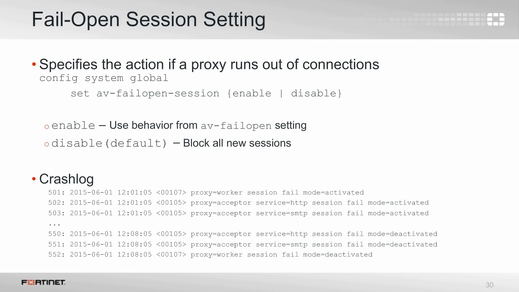An option related to fail open is AV fail open session. This setting is used when a proxy on the FortiGate runs out of available sessions to process the traffic, not during a high memory situation. If you enable AV failopen session, then FortiGate acts according to the AV failopen setting. Otherwise, by default, it blocks new sessions until proxy connections become available.